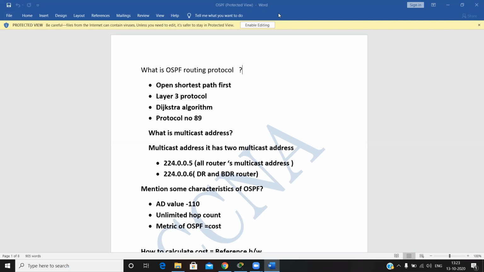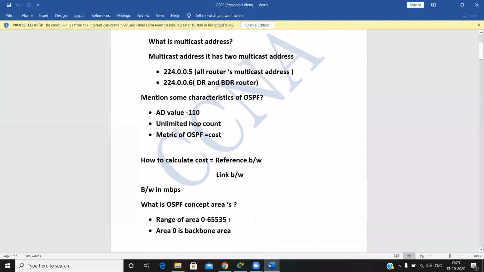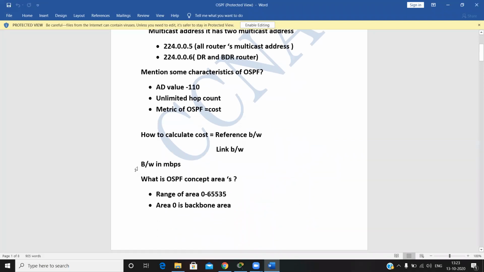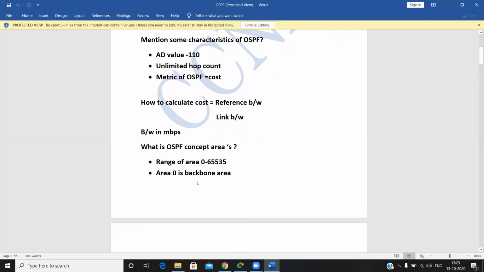It has unlimited hop count. In EIGRP we have only 100 hop count by default, and we can extend up to 255, but in OSPF unlimited hop count. The metric of OSPF is cost. How to calculate the cost? Reference bandwidth divided by link bandwidth. Bandwidth is always in Mbps. OSPF has the concept of area.